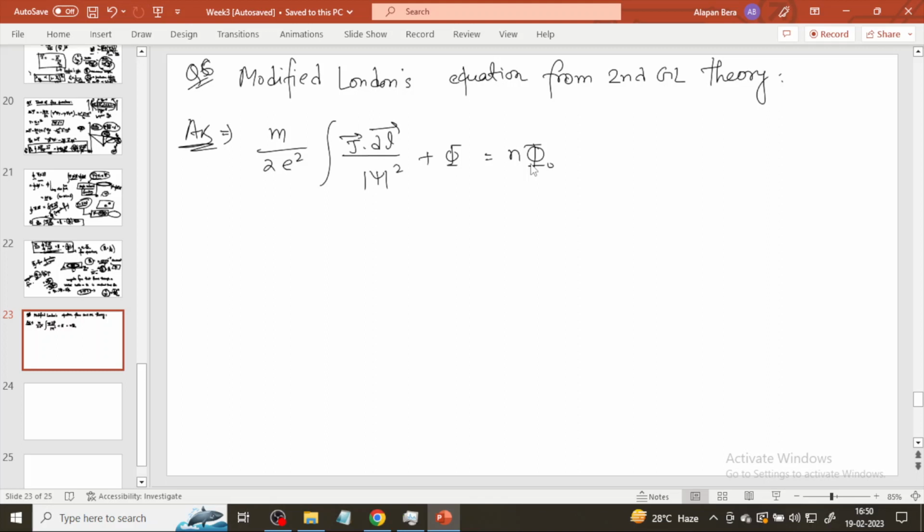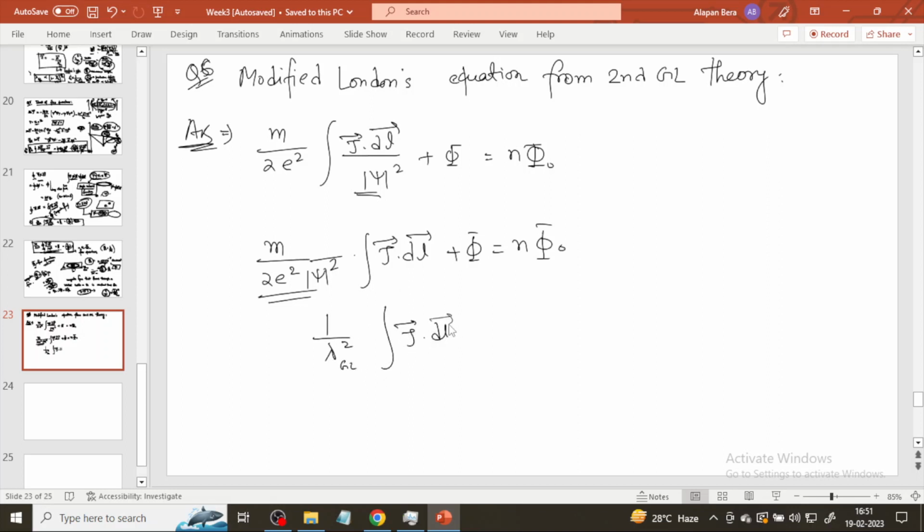Okay, so now if you put the value, if you take this term out, m by 2 is squared, so this term is basically 1 by lambda GL square. So I reach this equation. Okay, now what do we do?